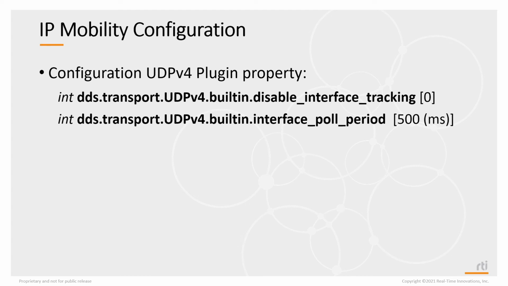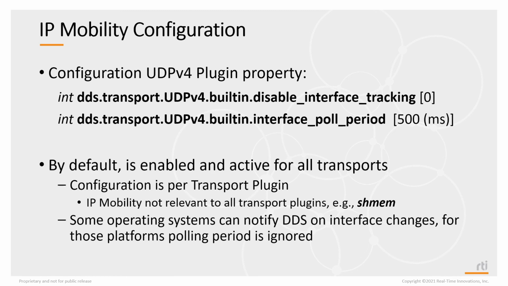And then another feature is the interface poll period. For some operating systems, we actually have to periodically ask the network, have you changed? And for other operating systems, DDS will register its interest, and the operating system will signal us that something has changed. You'll have to figure out which operating system you're on, and based on that, whether or not you need to set the poll period, whether or not we're polling for it. If we are polling for it, by default, it's a 500 millisecond poll period.